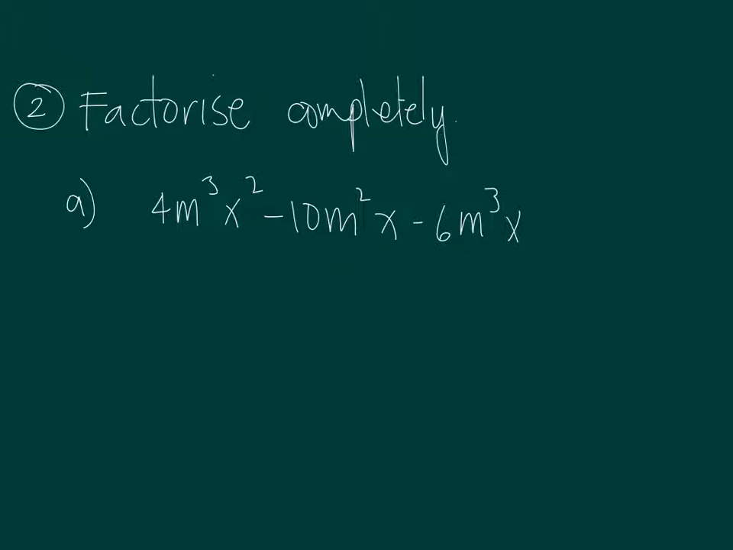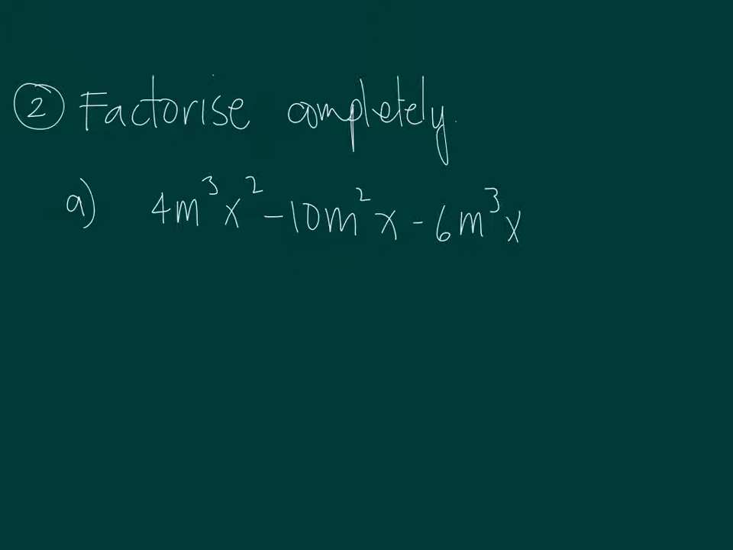For m cubed, m squared, and m cubed, they all have m, so you can factor out a certain number of m's, maybe m squared or m cubed. We'll do that later. And then we could also see that each term has an x. Okay, so let's start factoring.